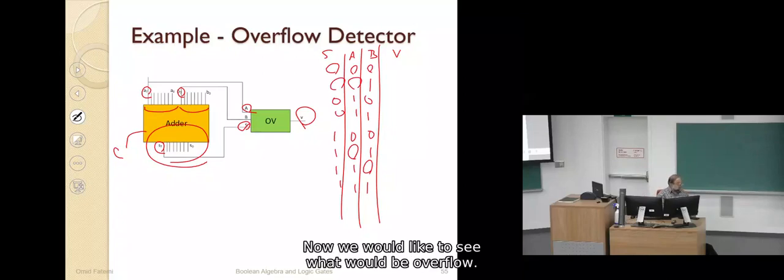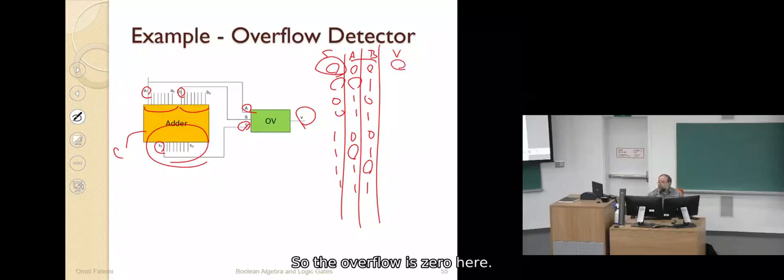Now we would like to see what would be overflow. When A and B both are 0 and they are positive, the sign of A and B is 0, so they are positive, and the result is also positive. So it means no overflow. Is that right? Two positive numbers added together, and then the result is no overflow. So the overflow is 0 here. Okay? I didn't give an example for you for the other case.